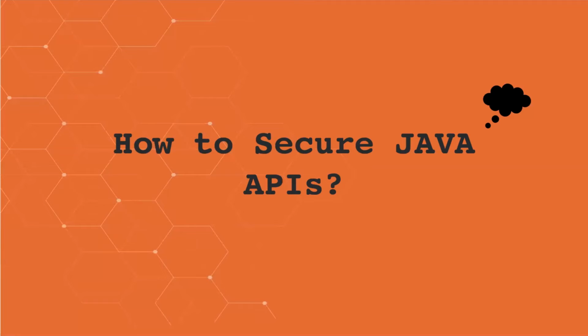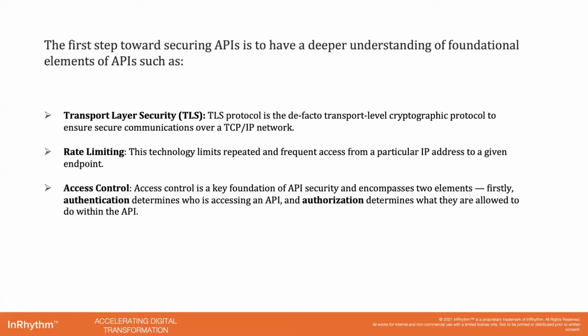So, how to secure Java APIs. The first step towards securing an API is to have a deeper understanding of fundamental elements of an API, such as TLS, rate limiting, and access control. TLS, aka Transport Layer Security protocol, is a cryptographic protocol to ensure all the communications going over a TCP/IP network are secure.